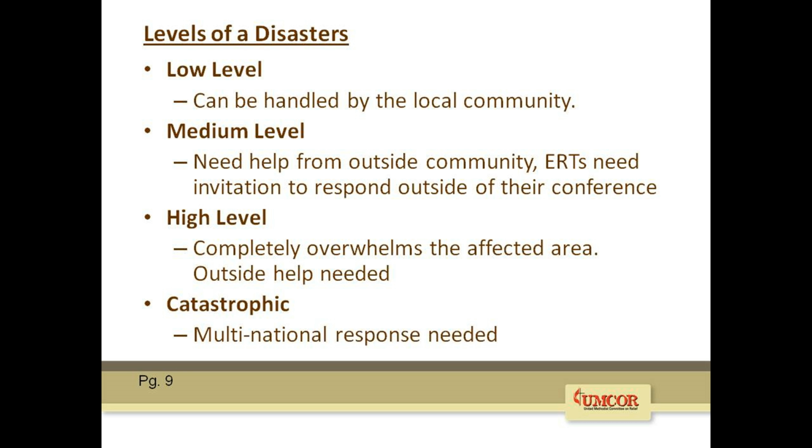Catastrophic, the tsunami in Thailand in 2004, where multiple countries were affected. The important thing to remember here is that normally ERTs are not called to deploy until it is a medium or high-level event. Not all disasters require ERTs. Low-level events can and should be handled by local people without outside help.